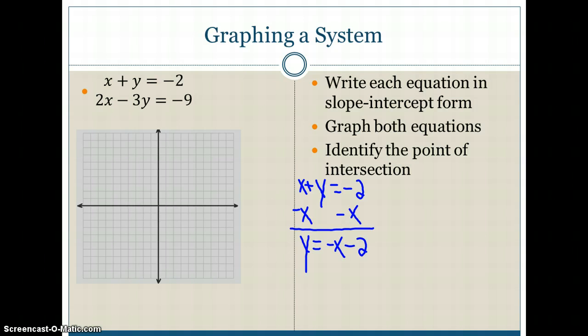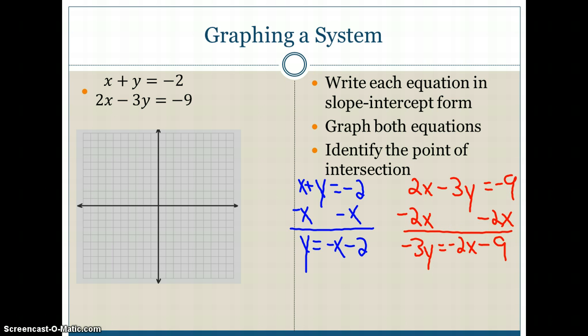The second requires slightly more work, but still not too bad. 2x minus 3y equals negative 9. The first thing we'll do here is subtract 2x from both sides. That'll leave us negative 3y equals negative 2x minus 9. And from here, we will divide everything by negative 3. I get y equals positive 2/3 x plus 3. So we have our two equations, and we're going to go ahead and graph them.